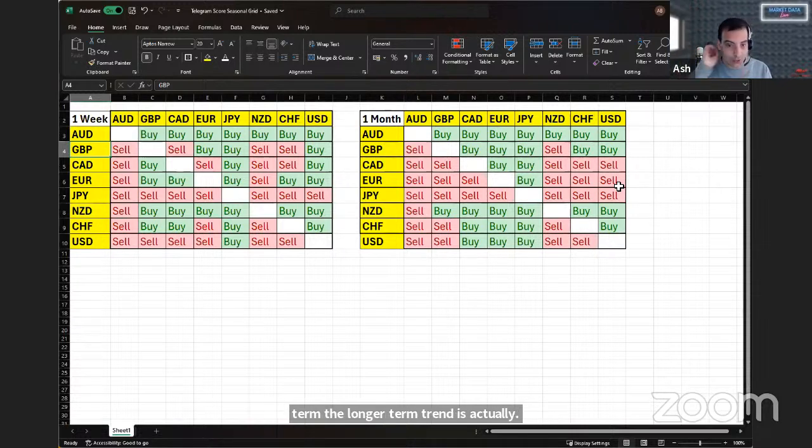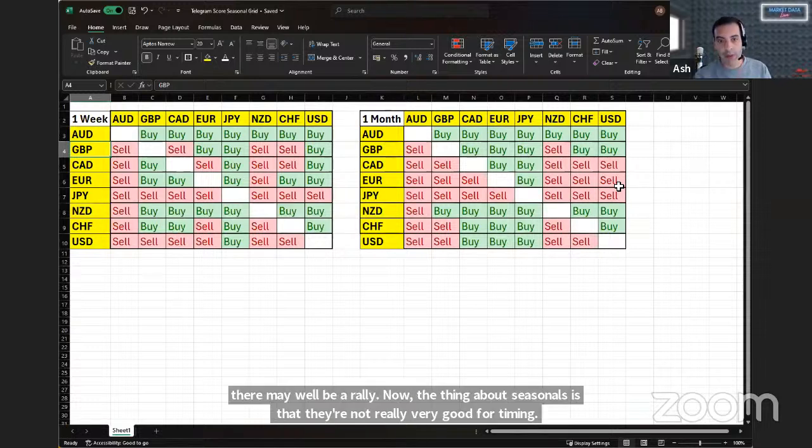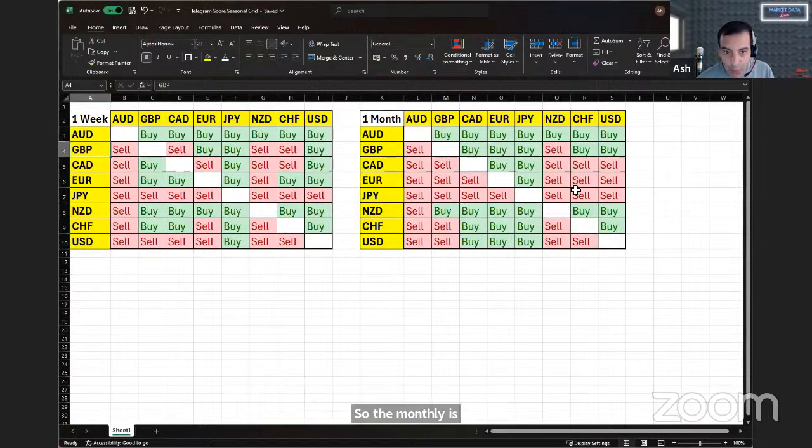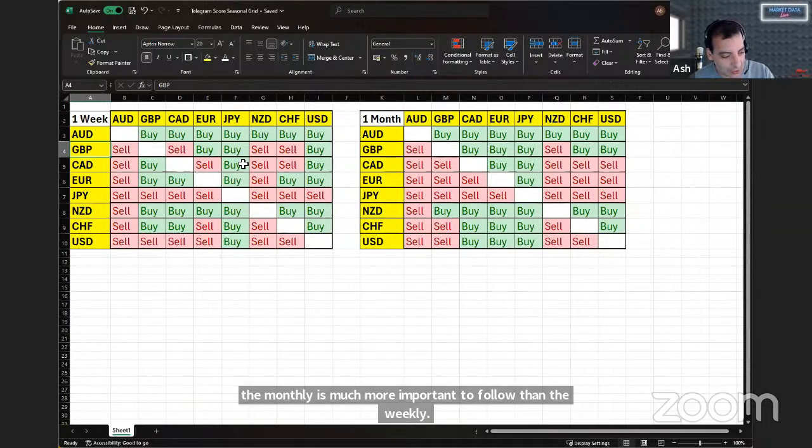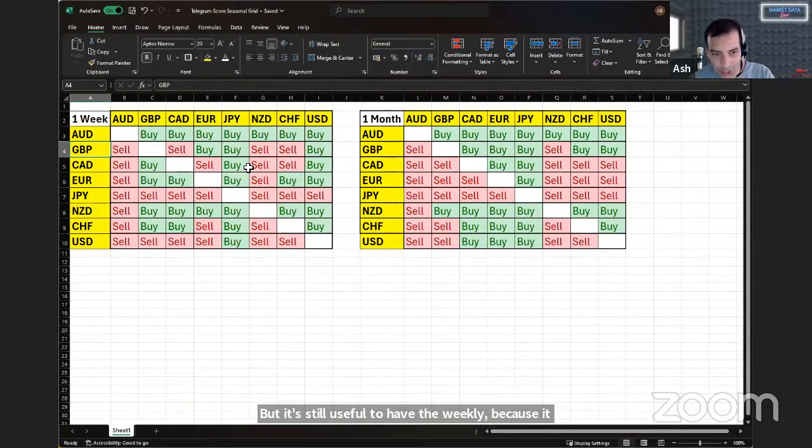Now the thing about seasonals is that they're not really very good for timing. So the monthly is much more important to follow than the weekly. But it's still useful to have the weekly because if we get a setup on a short term, we can use the shorter term trends. Does that explain it, Thomas? I don't want to lead you down a confusing path.